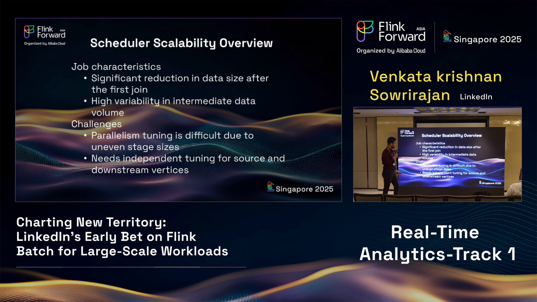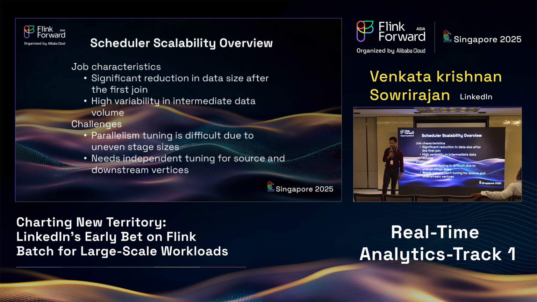Now that we saw the connector and shuffle side scalability improvements, let's quickly see the scheduler side, mainly on the tuning of parallelism. Like I mentioned earlier, we are dealing with a large volume of data, but there is one interesting bit, which is that after the first join step, there is a significant reduction in the data size. And also there is a high variability in the intermediate data volume. These two characteristics of the job actually brought about two interesting challenges.